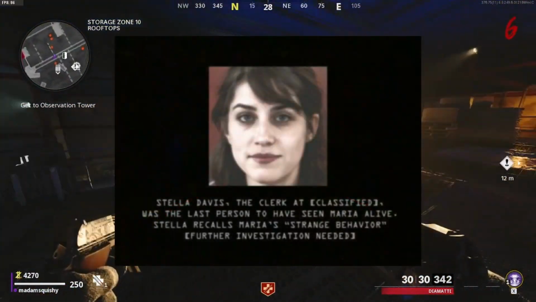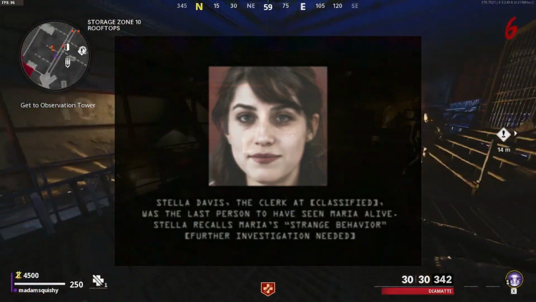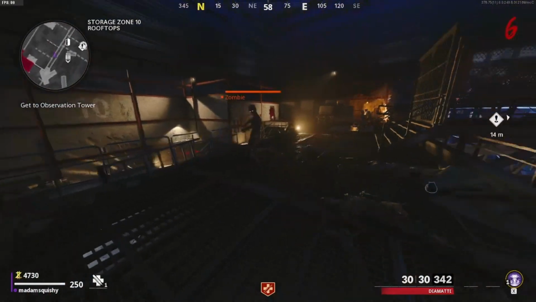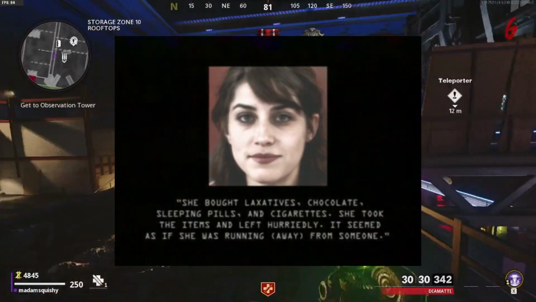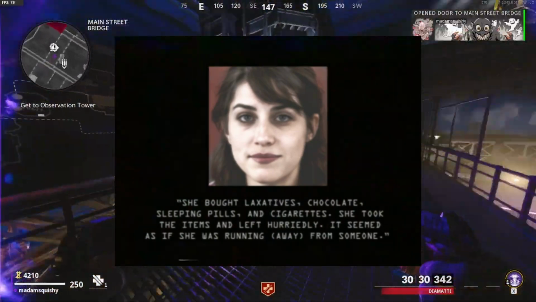and Stella Davis, who was the clerk at the gas station, was the last person to see Bishop alive, recalling Bishop's strange behavior. Davis states, "She bought laxatives, chocolate, sleeping pills, and cigarettes. She took the items and left hurriedly. She seemed like she was running from someone."